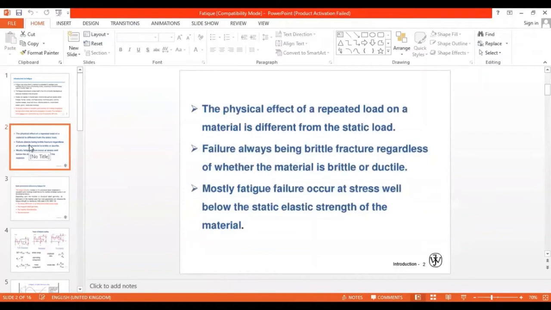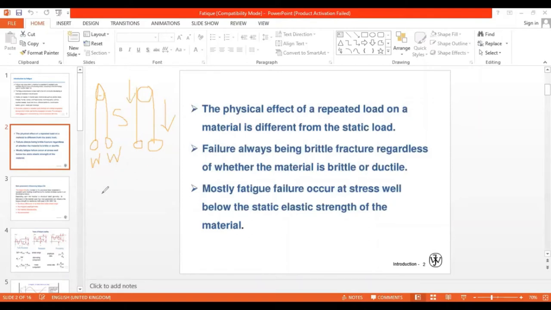The physical effect of a repeated load on a material is different from a static load. First we'll see what a static load is and what a repeated load is. Say for example you have a pulley and you hang two objects on both sides. This is a kind of weight and this is also weight. So this is a static load. But if you have a pulley with two weights hung, and you are pulling one time this way and one time this way, this way and this way.